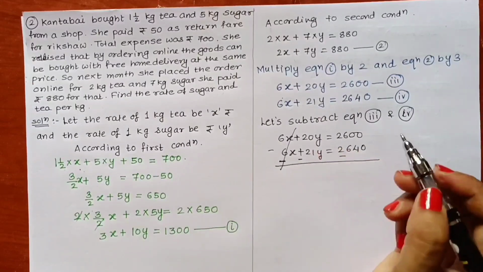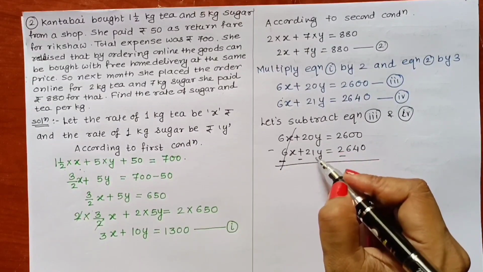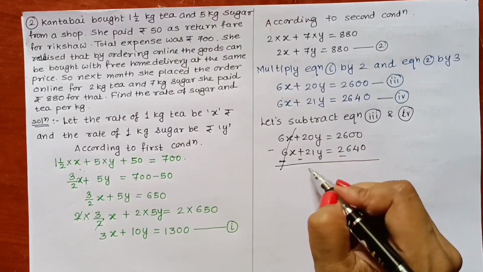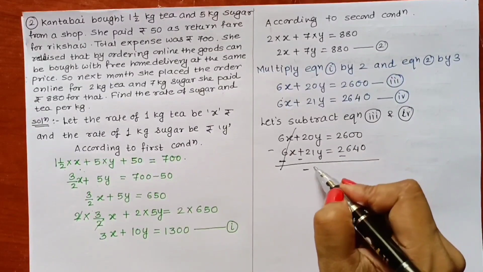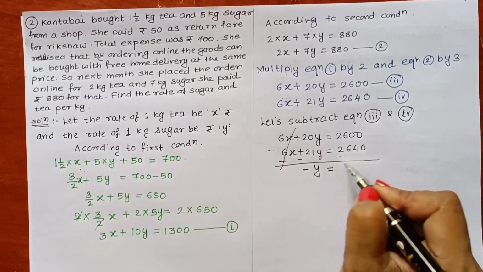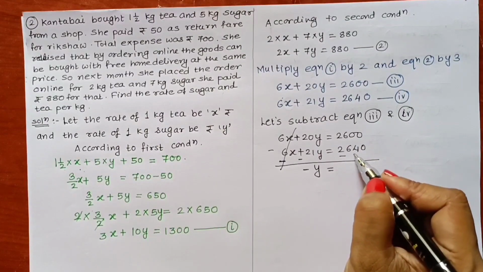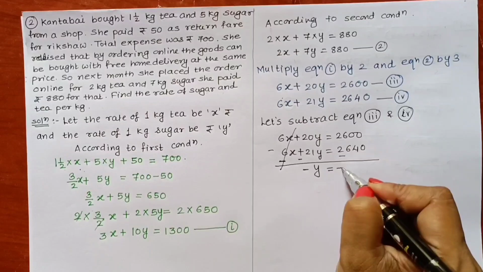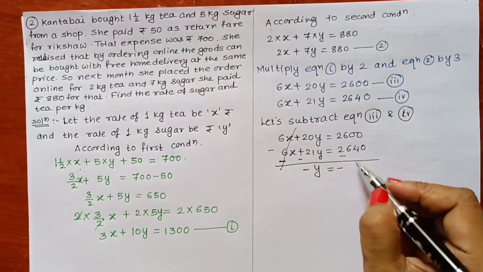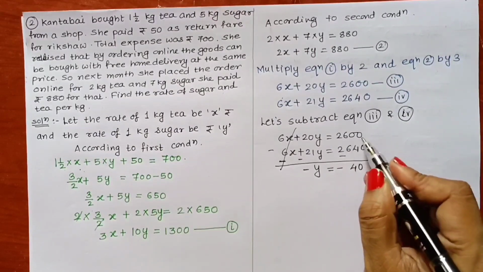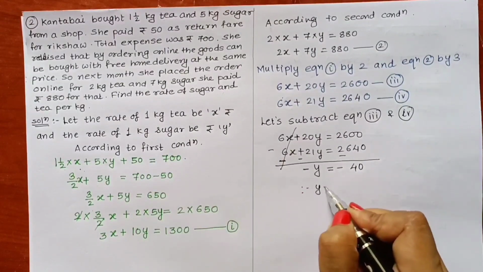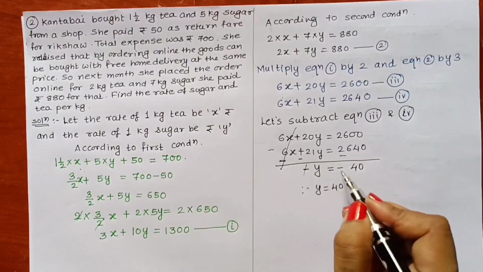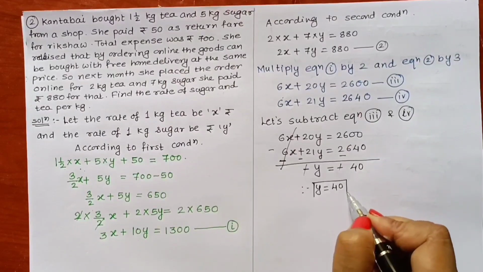Plus 6x minus 6x cancel. Plus 20y minus 21y, plus minus is minus, but the sign of the bigger number. So 20 minus 21 is 1, and 1 we don't write, it will be only y. Now 2600 minus 2640, sign of the bigger number, which is minus. It will be 40. Correct? 2600 minus 2640 is minus 40, and therefore minus y is equal to minus 40. The minus signs cancel. We are getting y is equal to 40.